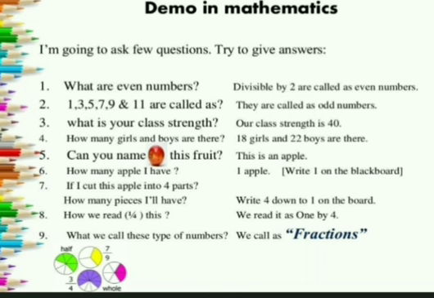What is your class strength? Our class strength is 40. How many girls and boys are there? 18 girls and 22 boys are there, ma'am. Can you name this fruit? This is an apple. Very good. How many apples do I have? One apple. Write one on the blackboard then.